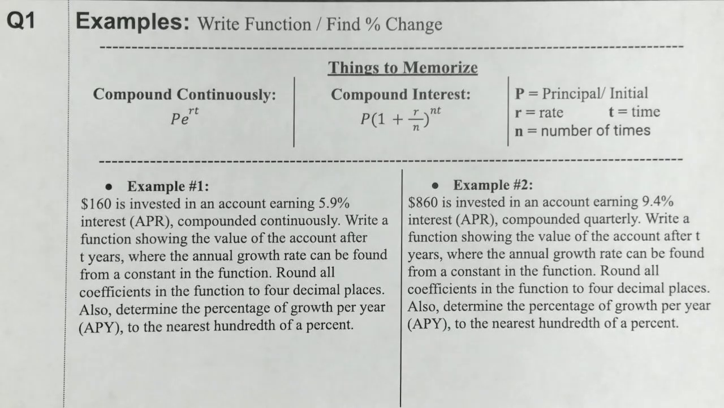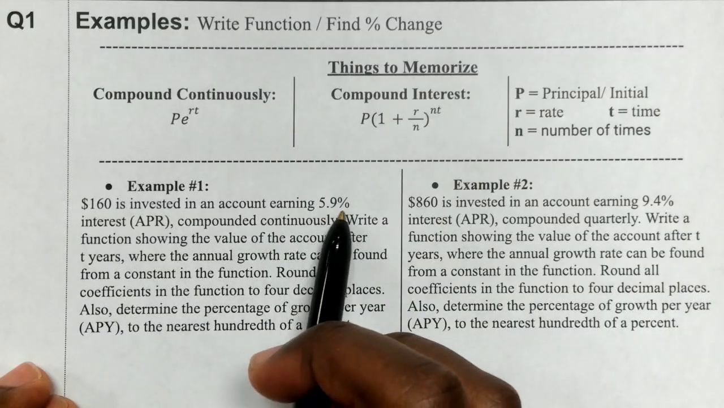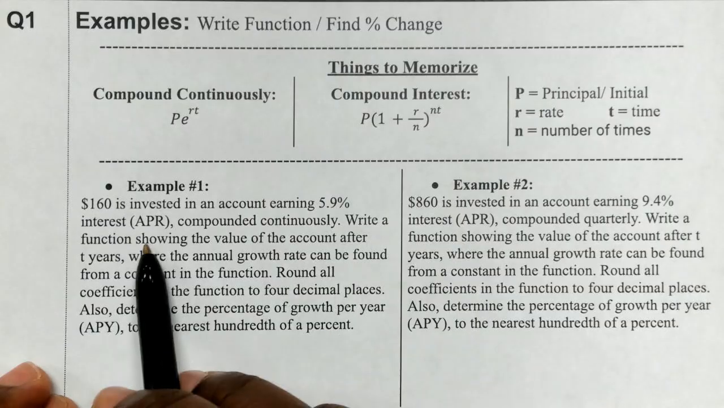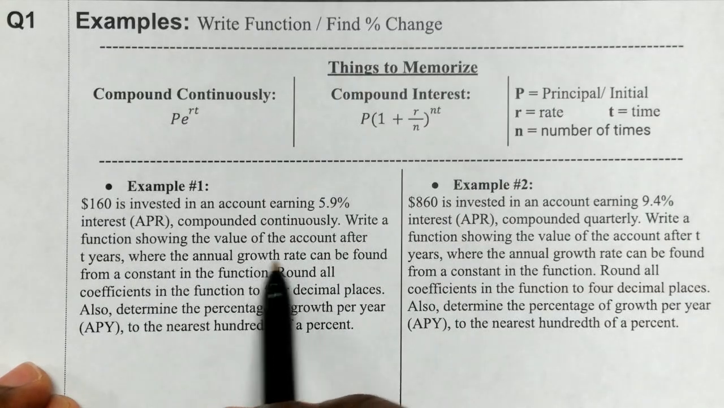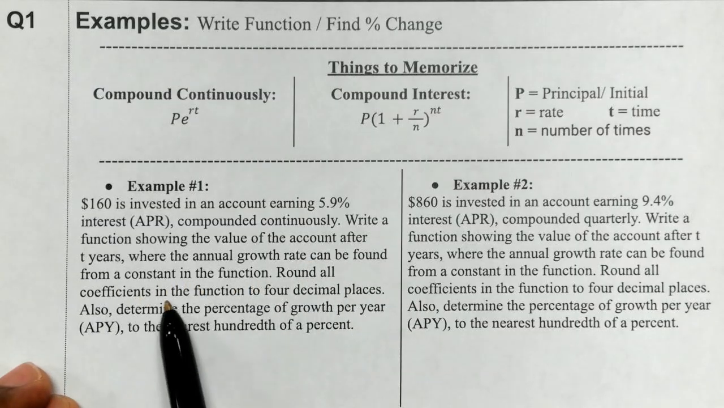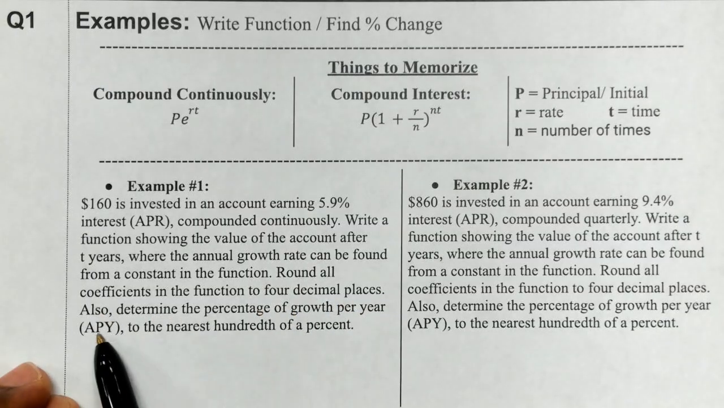Unit 4, linear and absolute value functions, question number 1. So question number 1 says $160 is invested in an account earning 5.9% interest APR, compounded continuously. Write a function showing the value of the account after t years, where the annual growth rate can be found from a constant in the function. Round all coefficients in the function to 4 decimal places. Also, determine the percentage of growth per year, APY, to the nearest hundredth of a percent.